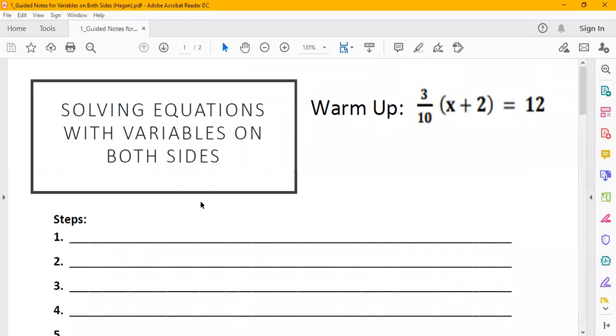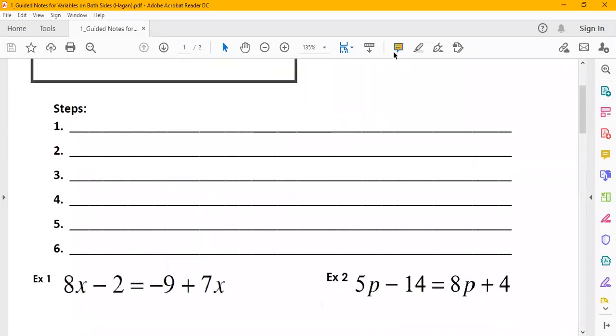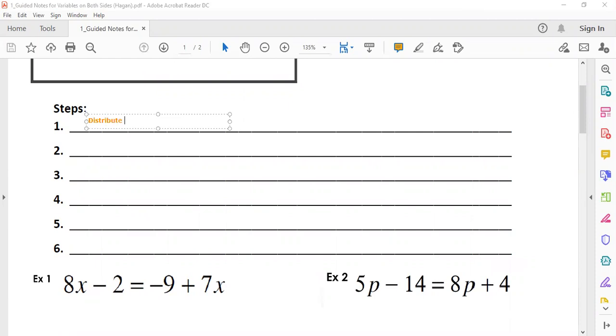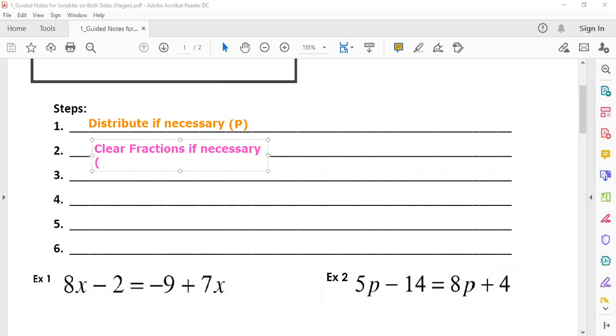So we're going to start with the steps for solving equations with variables on both sides. So what are these steps? Step 1, and I gave these in class, is to distribute if necessary. If there are parentheses, we are going to distribute those and make sure that we take care of them. So this is essentially step P in our little checklist. Our second step is to clear fractions, again if necessary. And this is basically step F.